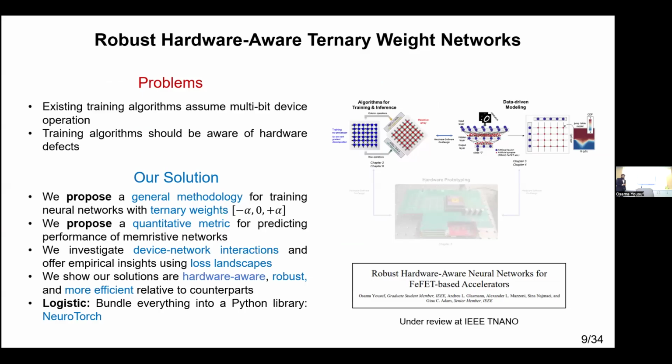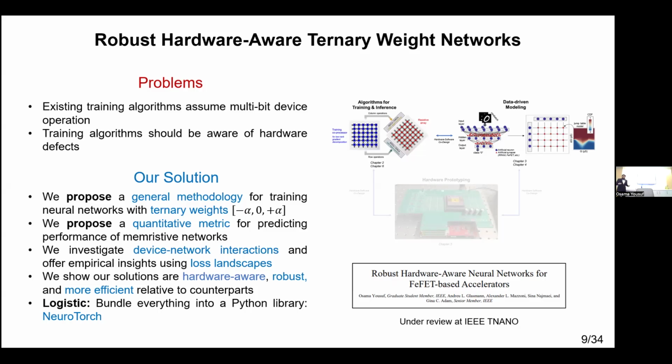We call this training paradigm robust hardware-aware ternary-weight networks. This work is currently under review in the IEEE Transactions on Nanoscale Architectures. Where to again think in terms of the categorical breakdown, I put a line over the first two categories here. What we do is that we propose a general methodology that's able to produce ternary weight networks. A ternary weight network is just a neural network where all possible weight values are ternary, as the name says. We have a 0 point and some symmetric point, in this case, plus minus alpha. So all of your layer weights are going to be one of 3 possible values.